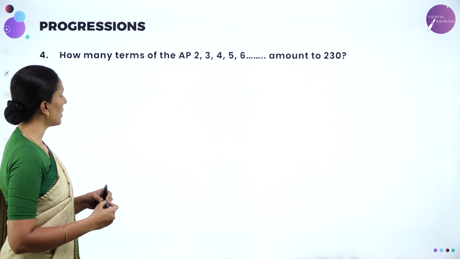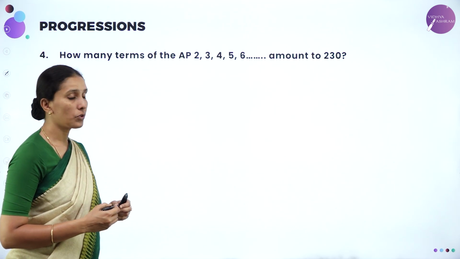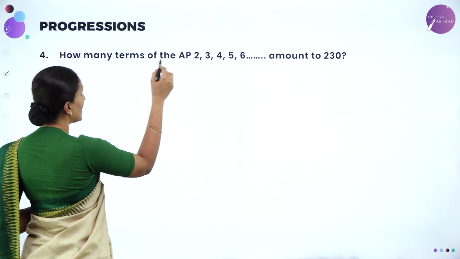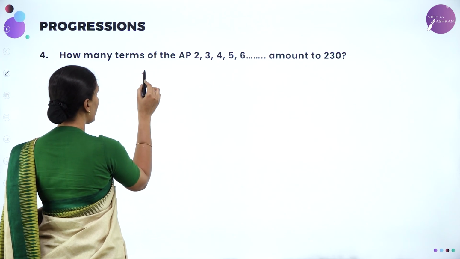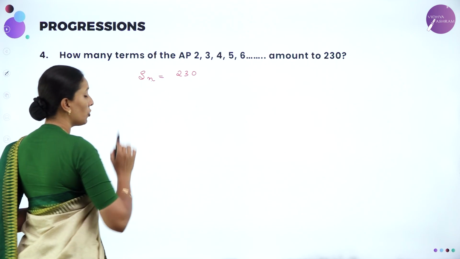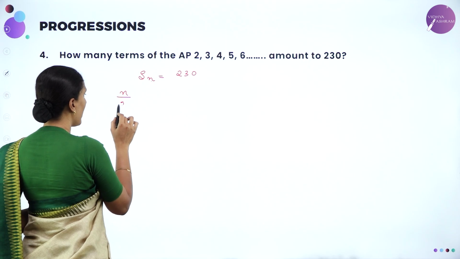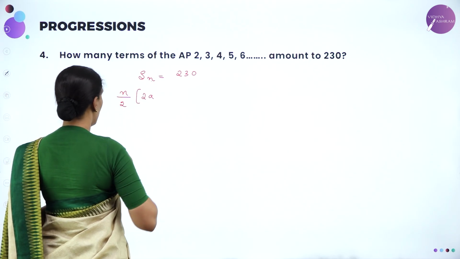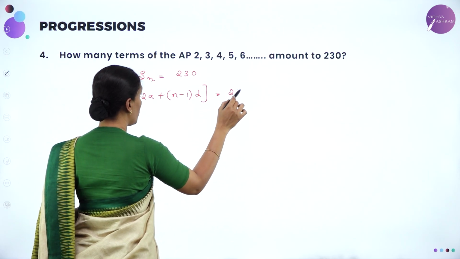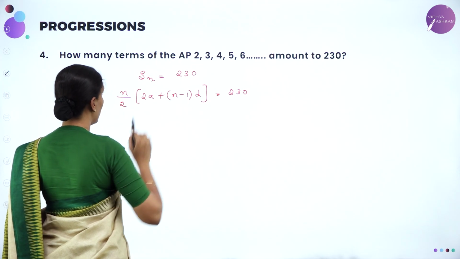Next, how many terms of the AP 2, 3, 4, 5, 6 amount to 230? So we don't know how many terms are there in the sequence, but they have given the sum of the sequence as 230. So that means we need to find out the value of n. So we know that Sn is equal to n by 2 into (2a plus (n minus 1) into d). So that is equal to 230. So now let us make a substitution for a and d.